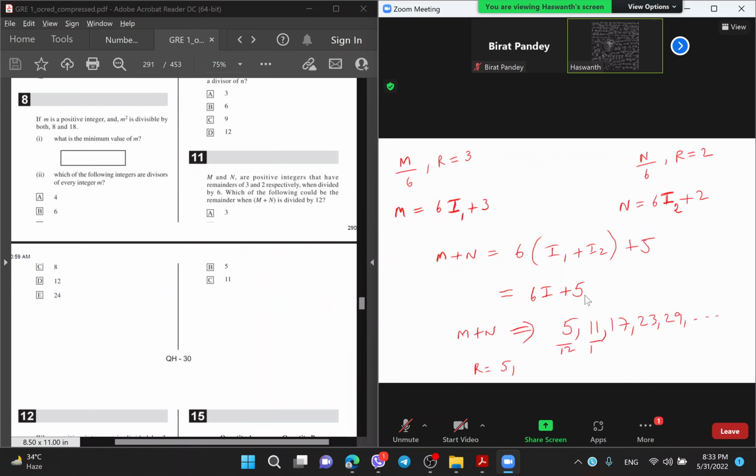11 when divided by 12, remainder is 11. 17 when divided by 12, remainder is again 5. 23 divided by 12, remainder is again 11. So 5, 11, 5, 11, like that. This is how remainders come out. So the possible values of remainder here are 5 and 11.